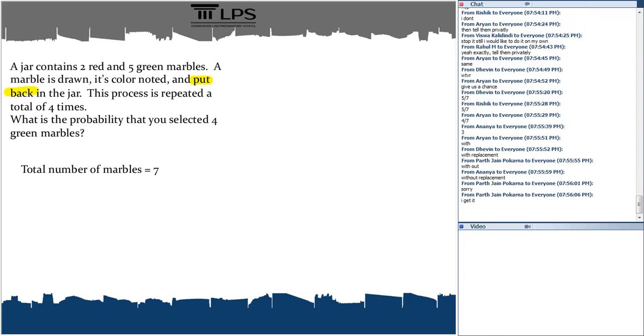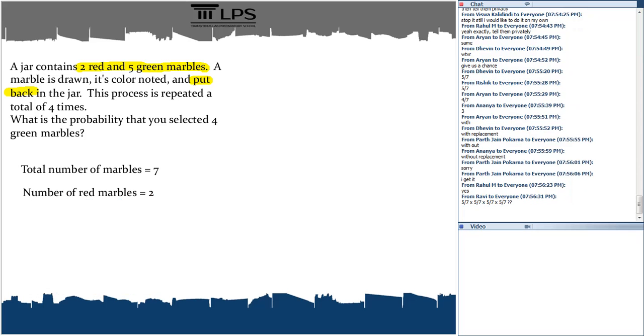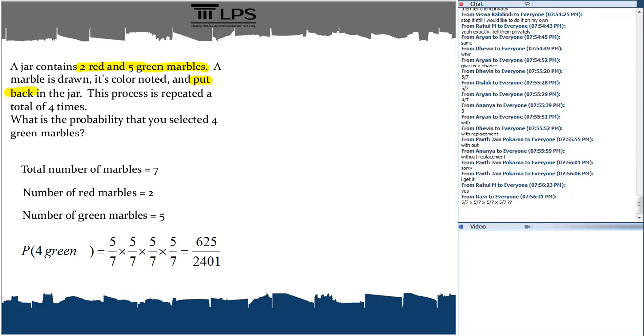The total number of marbles are 7. Is everyone with me? 2 red and 5 green. So total number of marbles are 7. The total number of red marbles are 2. The total number of green marbles are 5. And that's the answer. Excellent, Ravi. Ravi has done a good job there. Very good, Ravi.